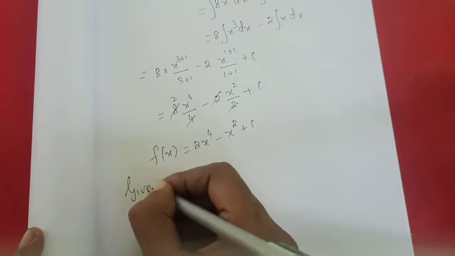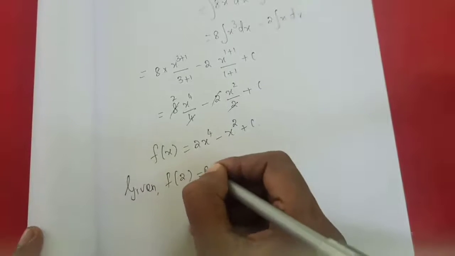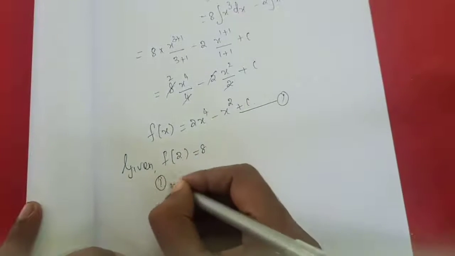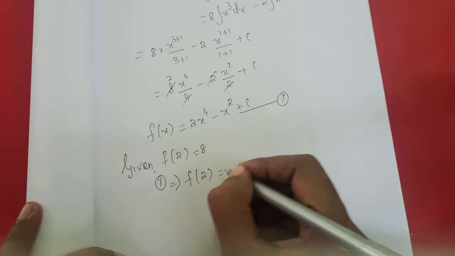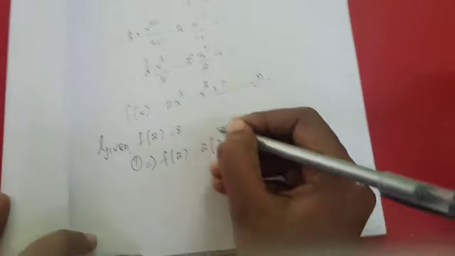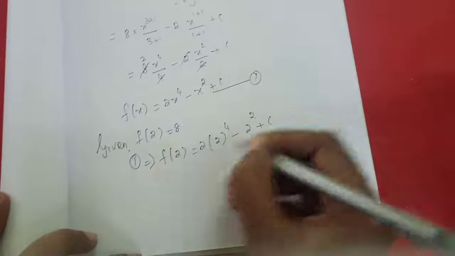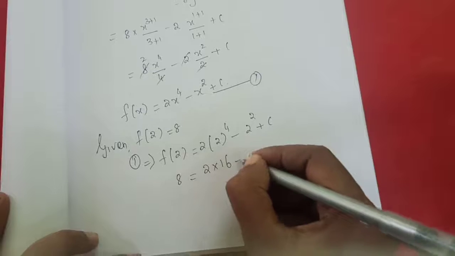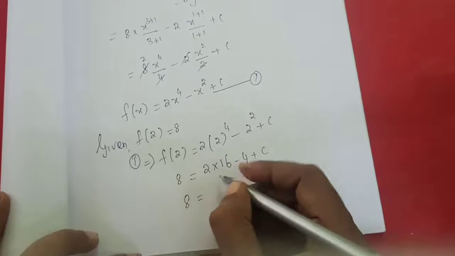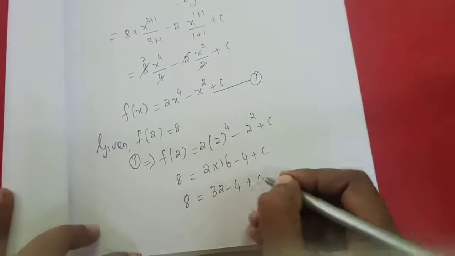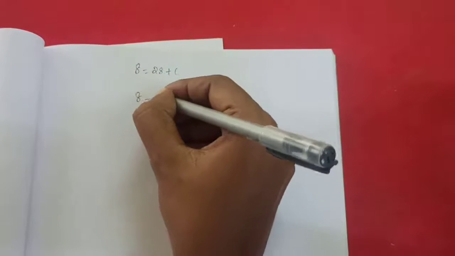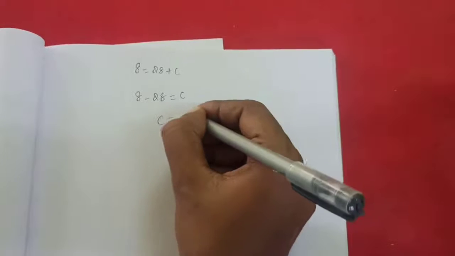For that, f of 2 equal to 8 is given. So you can substitute here. Take it as equation number 1. 1 implies f of 2 equal to 2 into 2 power 4 minus 2 square plus c. f of 2, the value is 8. 2 into 2 power 4 means 32, minus 4 plus c. That is 8 is equal to 32 minus 4 plus c. So 8 is equal to 28 plus c. 8 minus 28 equal to c. So c equal to minus 20.